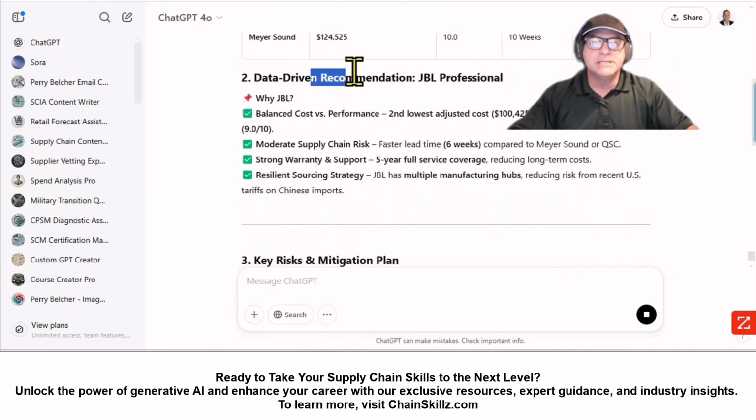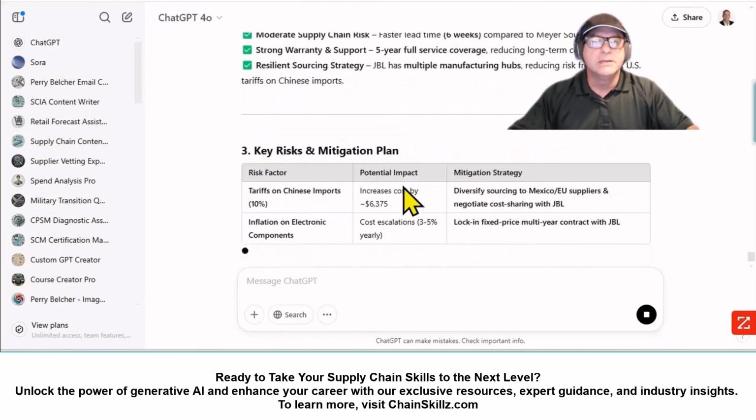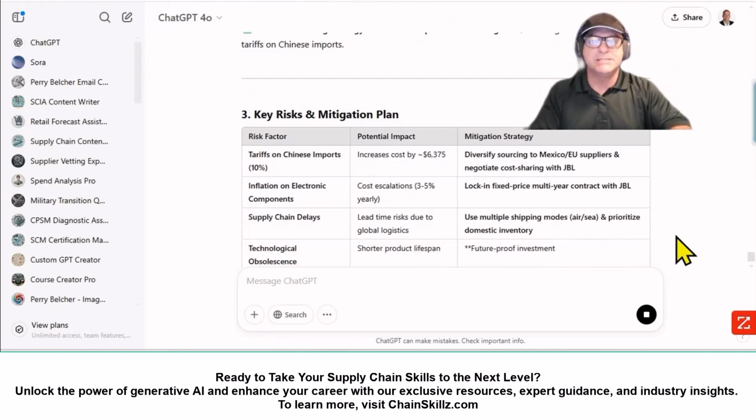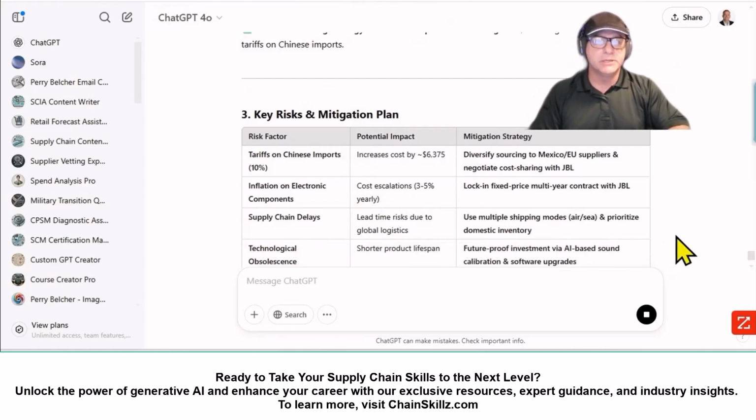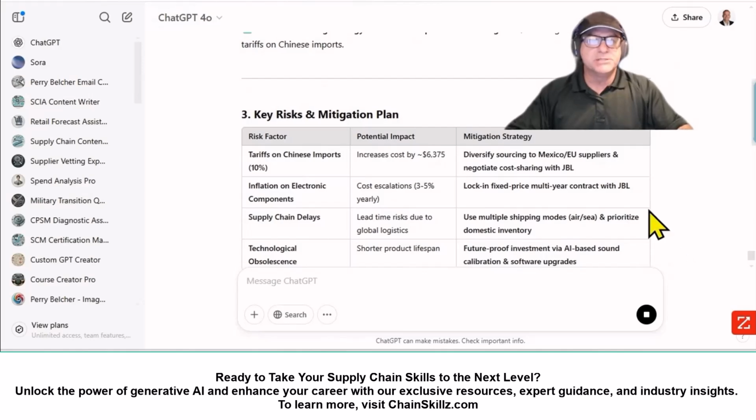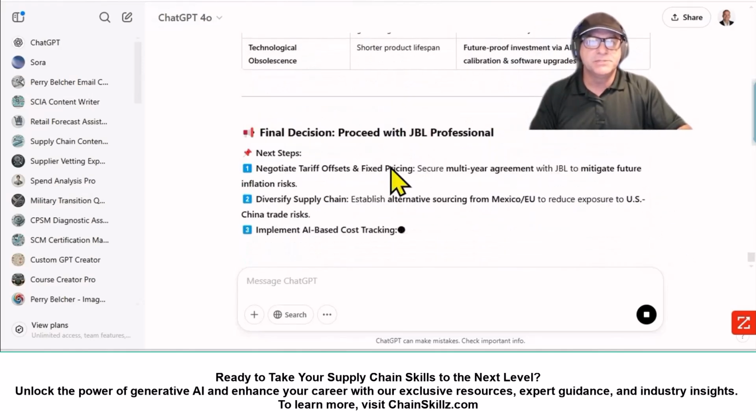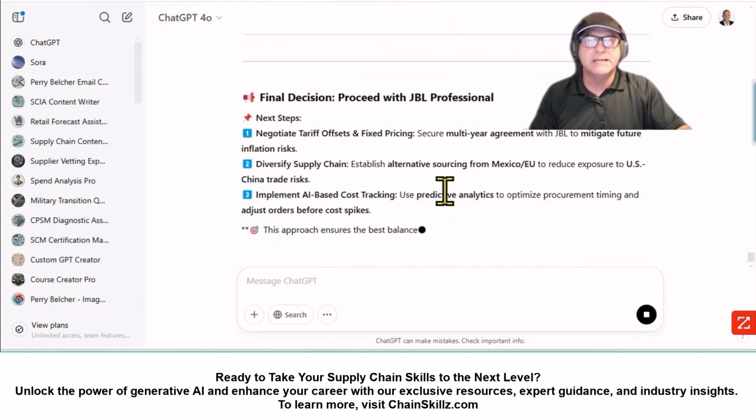Data-driven recommendation, that's strong, very, very strong. Balanced performance. Our mitigation plan. Definitely, if you had to present this to a commission or to a board, they say, what are the risks and concerns in all this? We would lay this stuff out here. Final decision, proceed with JBL Professional. I like it.